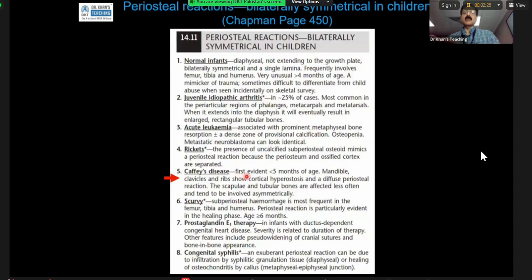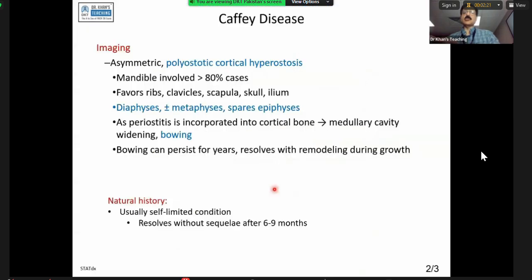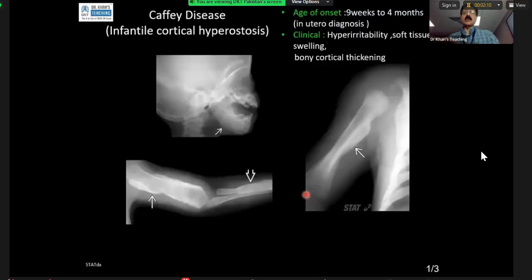Caffey's disease: mandible, clavicle, scapula show diffuse periosteal reaction. So the key thing is we have already covered it. I told you it can be self-limiting, etc. Age of 9 weeks to 4 months. Here you are, in utero diagnosis. So people have also diagnosed it in utero.